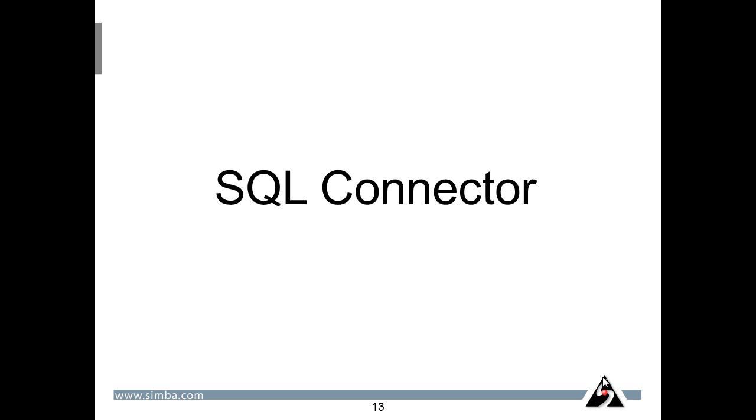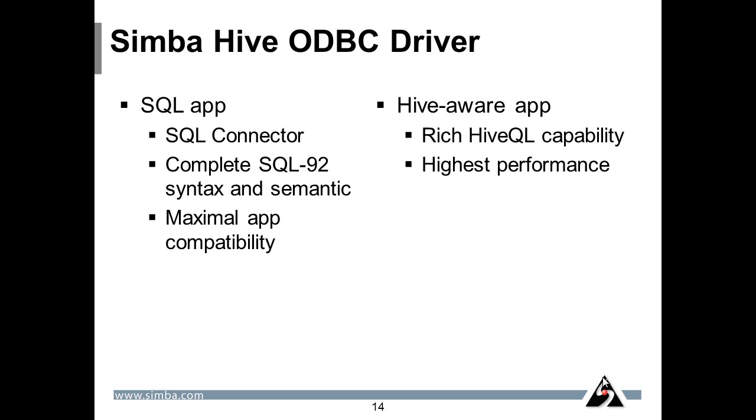So what does all this mean? With our Hive ODBC driver, you get the best of both worlds. If you're using an app that is SQL only, you get to use our SQL connector, which gives you fullest SQL 92 compatibility. You get the full capability of the language, and you have maximal app compatibility. If you're using instead a Hive aware app, of course you get the rich capability of HiveQL, and you'll get the highest performance backed by an industrial strength driver.